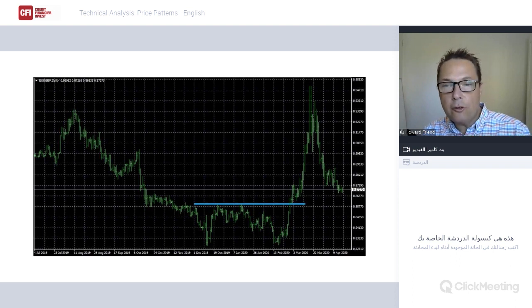Now, don't forget, these projections are minimum price objectives. So if you're buying it here, you're looking for this area at minimum, but obviously you might want to take some profits there and maybe run the rest for a bit more. But there is no maximum projection. We're talking about a minimum projection based on these patterns.